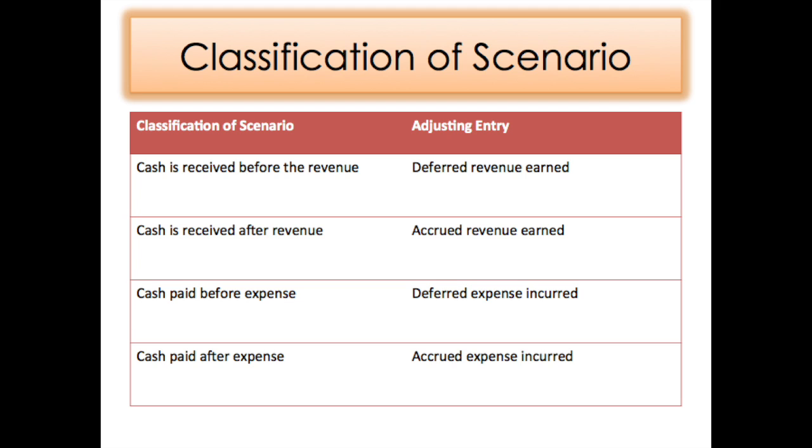The classifications of scenarios are: when the cash is received before the revenue, a deferred revenue is earned. If cash is received after revenue, the accrued revenue is earned. If cash is paid before the expenses, a deferred expense is incurred. If cash is paid after an expense, an accrued expense is incurred.